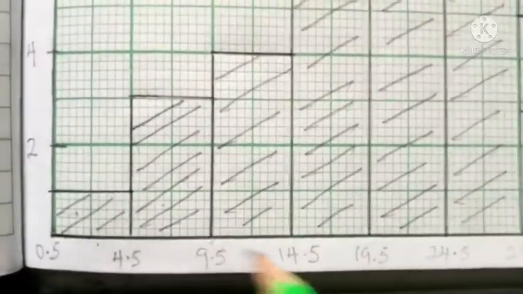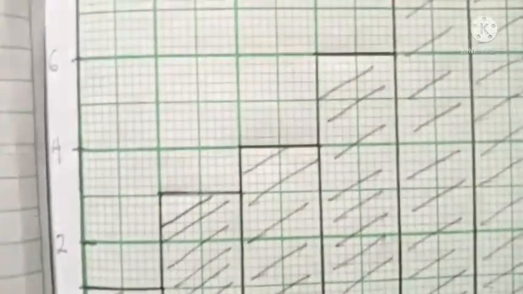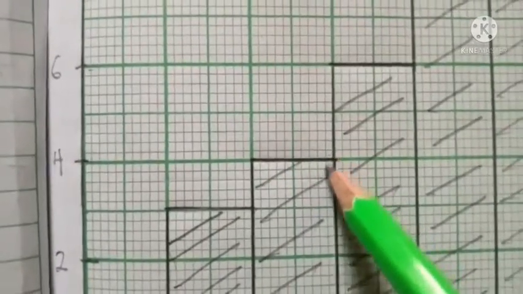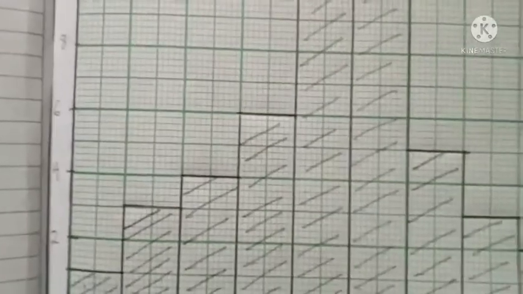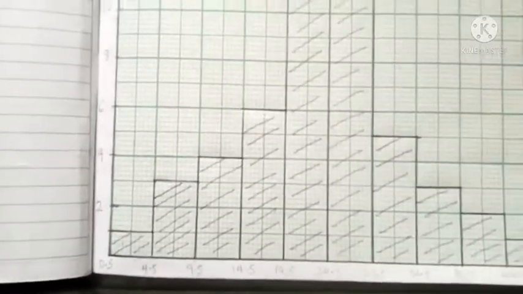Okay, then the next one is from 9.5 to 40.5. They are 4, right? So let's look at the 4. So 4 is here. Is that okay? You just need to draw a line and then come down very nicely. This is how you fill in the rest of the intervals, right? So this is how simple you draw your histogram for these distributions.